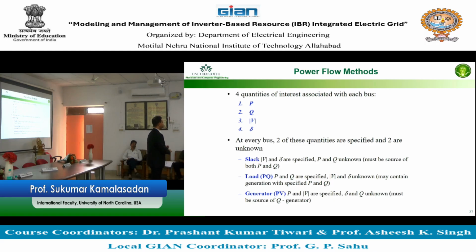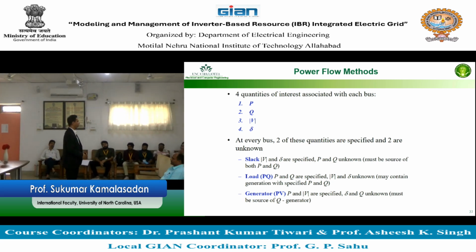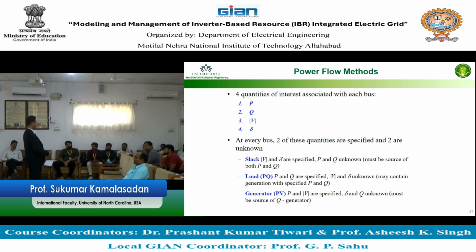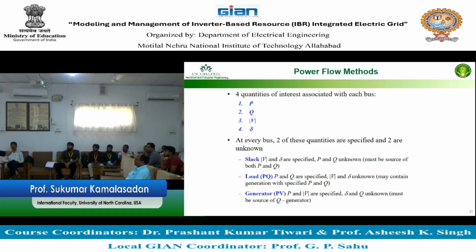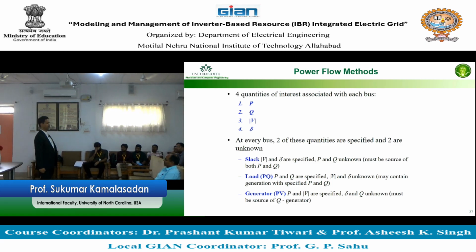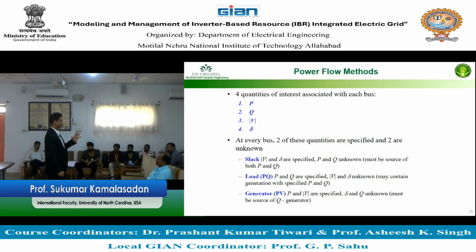Another challenge is that these are only two equations. So how do you solve that challenge? People come up with a trick, a physical-system-related trick. The trick is that for all the buses where loads are connected, I assume that P and Q are known. So what do I solve? V and delta. So I have two equations and two unknowns.